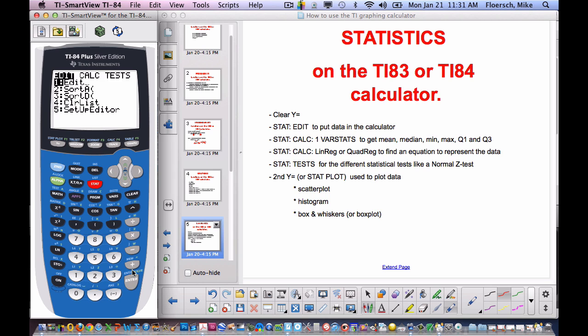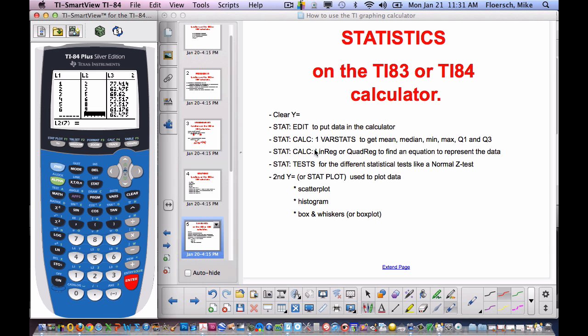Hit stat, edit, and in list 1, I'm just going to make up some numbers. Let's just say 1, 2, 3, 4, 5, 6. And these numbers are going to be 2, 3, 5, 6, 8, 9. These are just some coordinates that I've gotten, some data I have. I want to work with those data. I've plugged them in, stat edit, to put the data into the calculator.